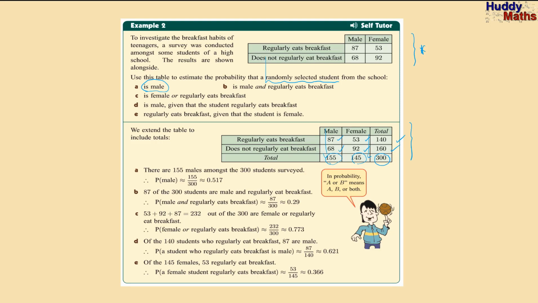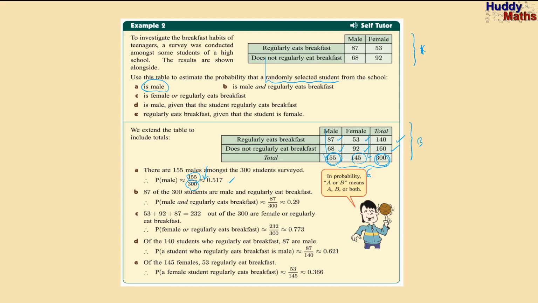Okay, measuring two variables, the breakfast variable and the gender variable. So 300 individuals overall have been measured. So, what's the probability of a male? Probability of a male is the number of males out of the total. So, total number of males with this column, 155 out of 300. Do you get it? And approximately 0.517.